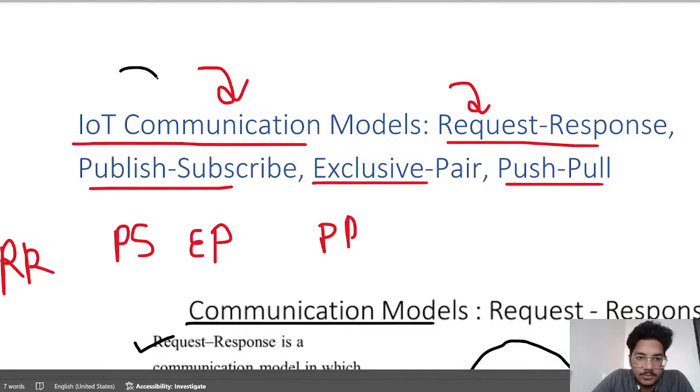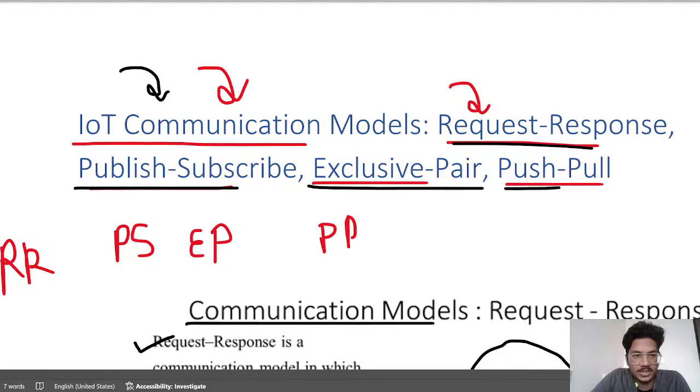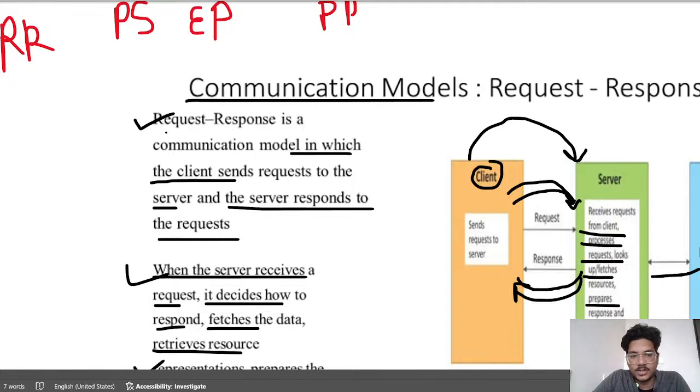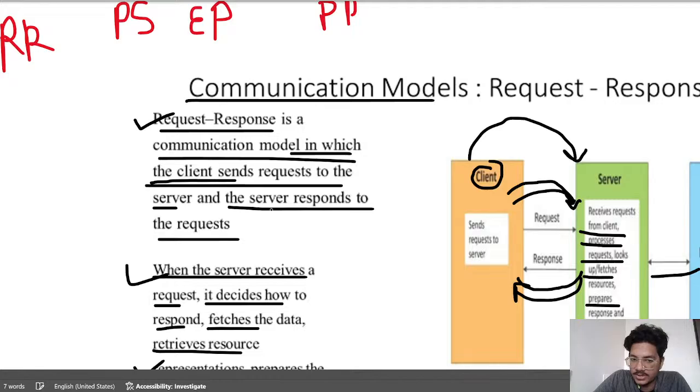So there are IoT communication models: request-response, publish-subscribe, exclusive pair, and push-pull. In the first model, request-response, the client sends a request to the server and the server responds to that request. The client sends a request to the server, then the response comes back.